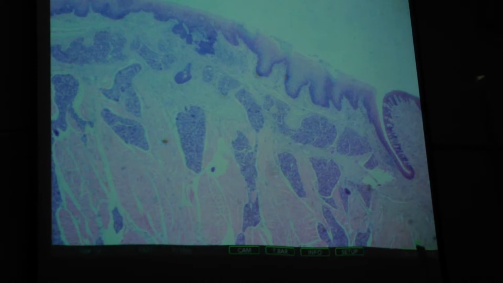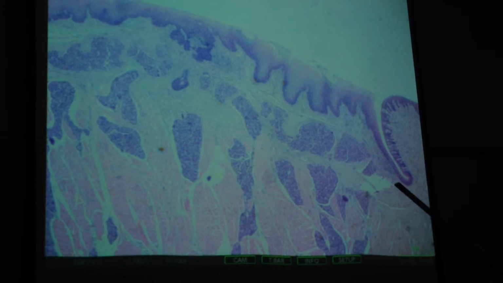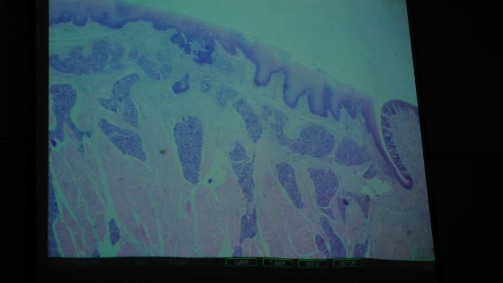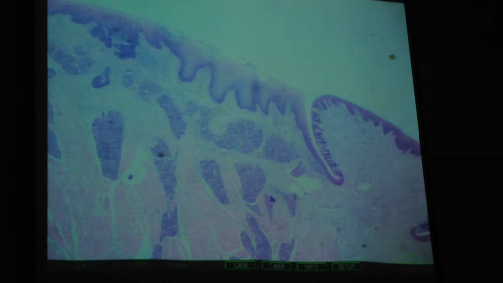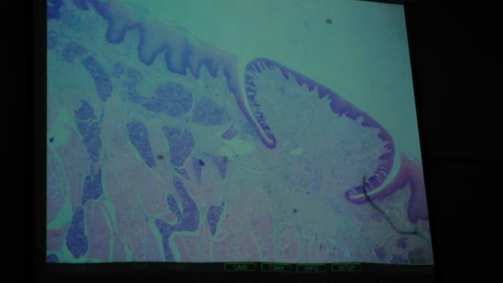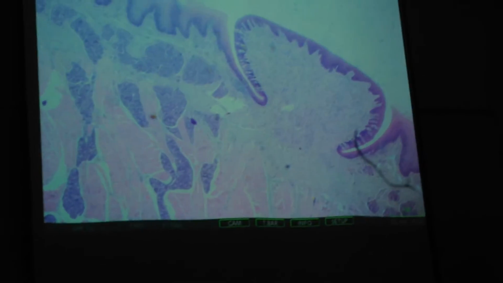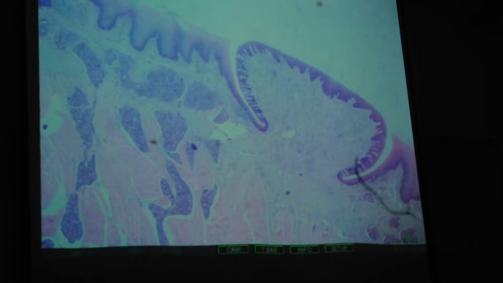Stratified squamous, keratinized or not. The only part where we have keratinized is the skin. And then we move along, and then can you see the papillae there? The nipple-shaped mound? And this is where we're going to look in the crevices. This is where we're going to see all of our taste buds along the edges there. So that's at low power.